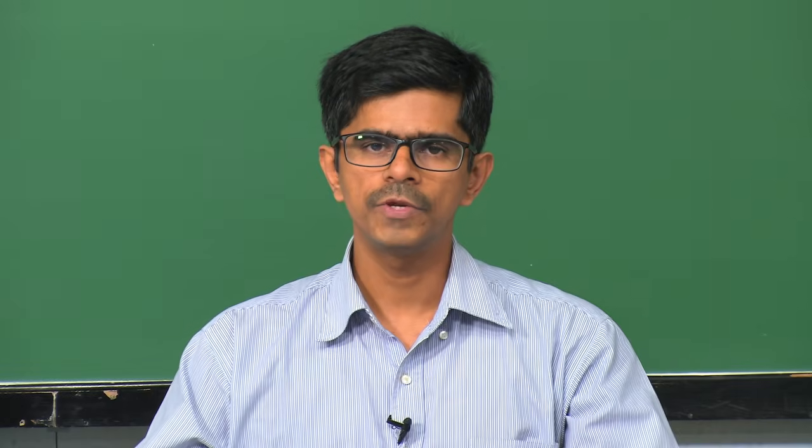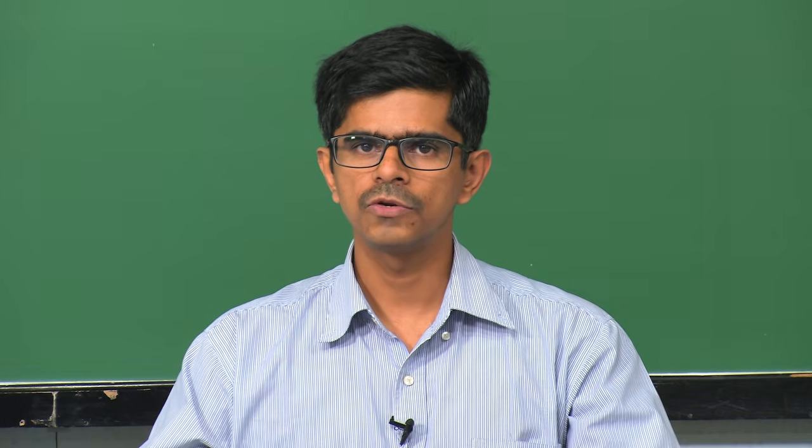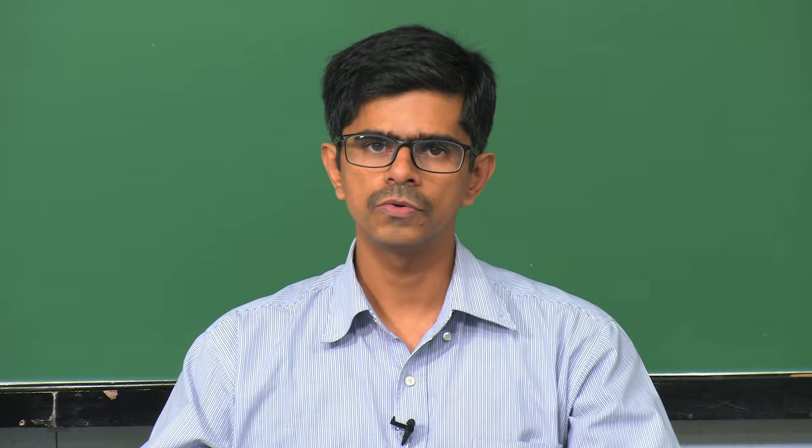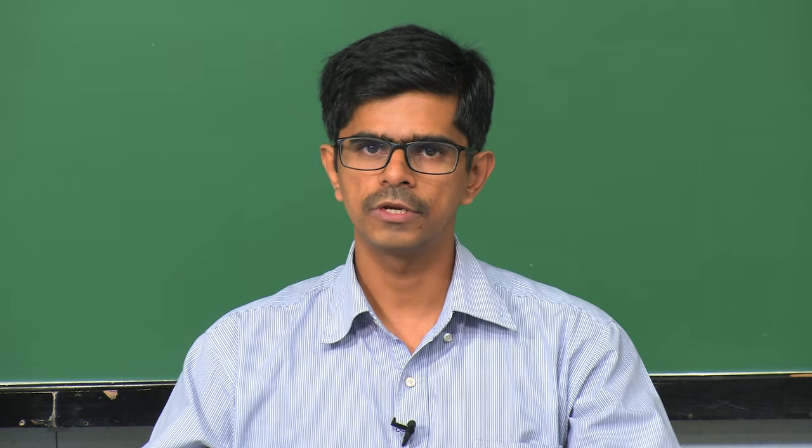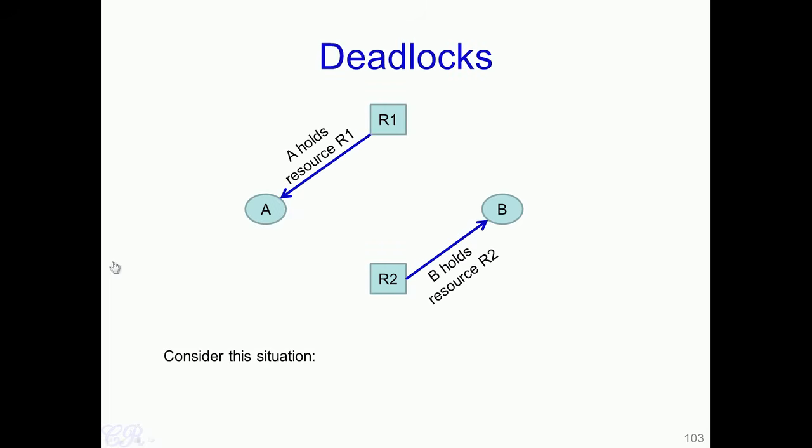Hello. In the previous video, we had seen the dining philosophers problem, and we had seen that the initial naive solutions for the problem could result in something known as deadlocks. So, in this video, we will look in more detail at deadlocks and how they are handled in the system. So, let us say we have two processes A and B, and we have two resources R1 and R2.